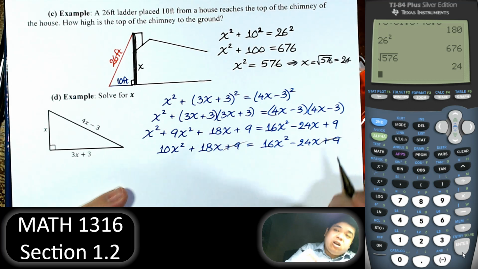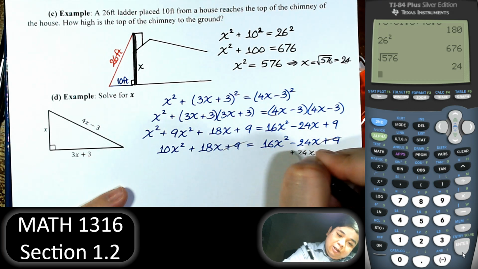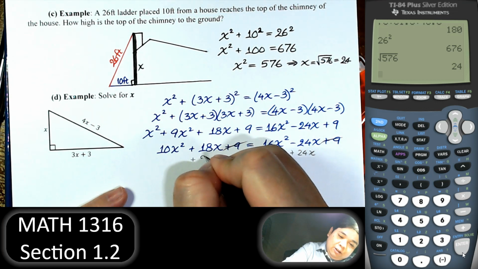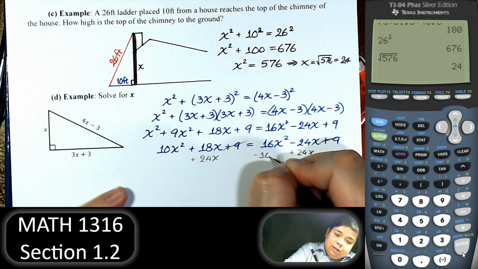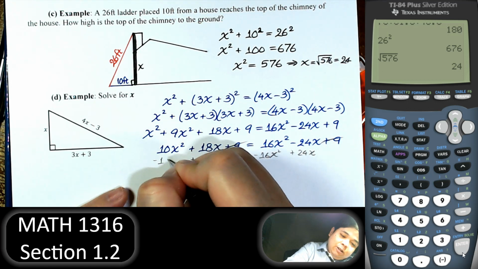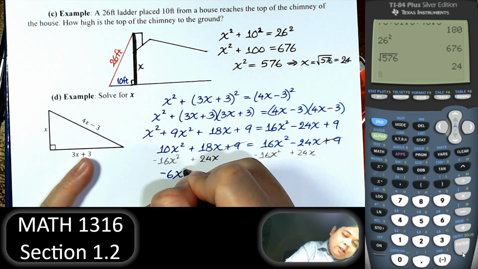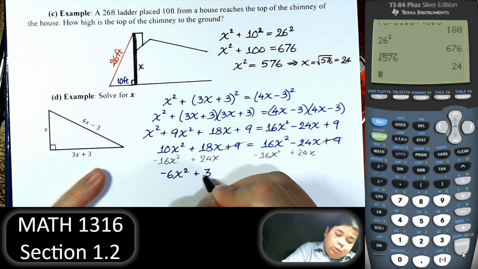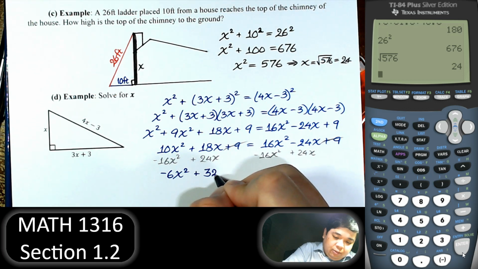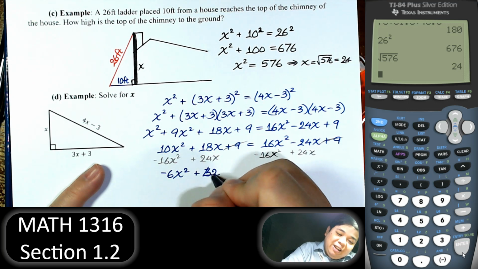You can subtract 9 on both sides. Move everything on one side. That gives us negative 6x squared, 24 and 18, that's 32. I mean 42.